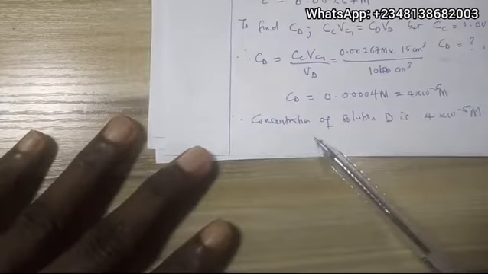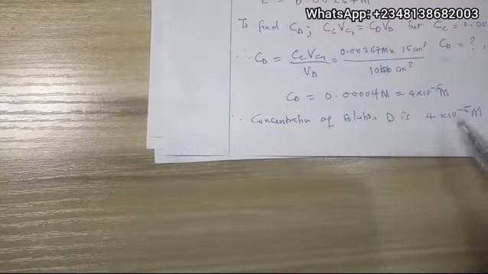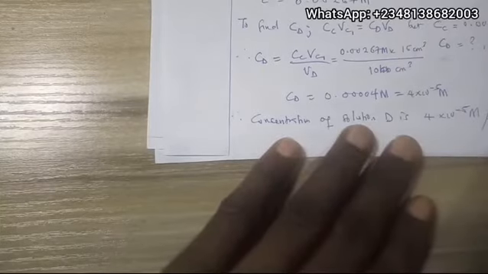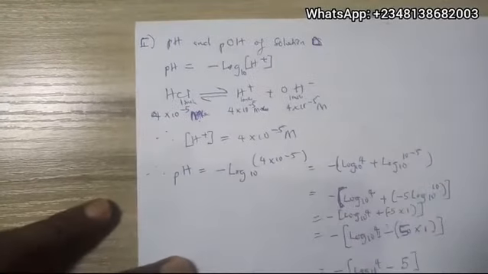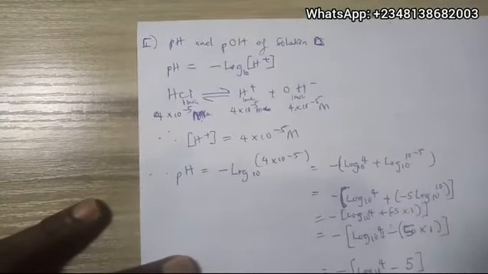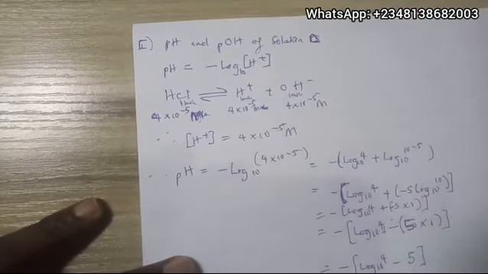Therefore, the concentration of solution D is 4 times 10 to the power minus 5 mole per dm cube. All right. Now, this is the answer to question I. Now, let's go to question II. They say we should calculate the pH and the pOH of solution D.